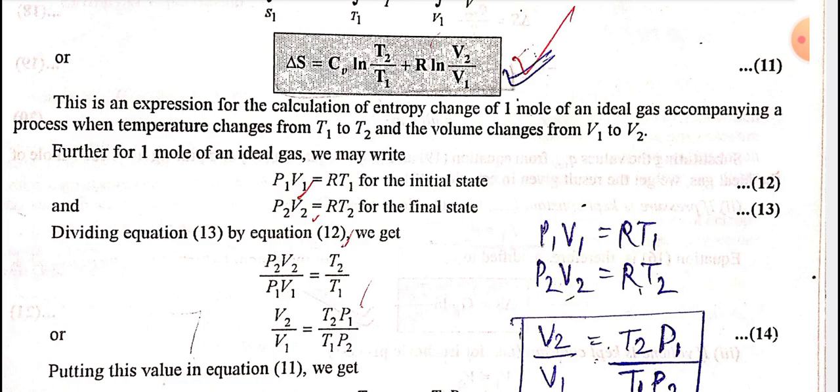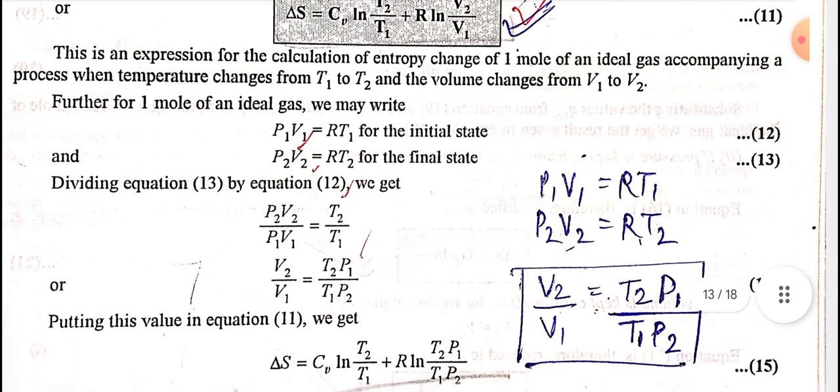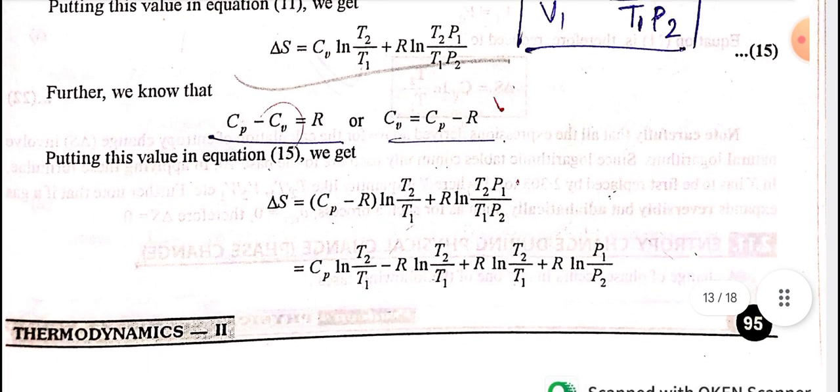Further, for 1 mole of an ideal gas, P1 V1 is equal to RT1 for the initial state, and P2 V2 is equal to RT2 for the final state. Dividing 13 by equation 12, we get P2 V2 upon P1 V1 is equal to T2 by T1, so V2 by V1 is equal to T2 P1 upon T1 P2. Delta S is equal to Cv ln T2 by T1 plus R ln T2 P1 upon T1 P2.